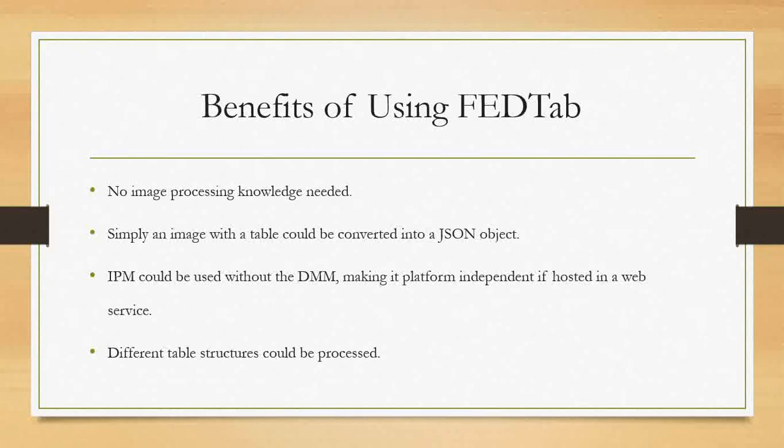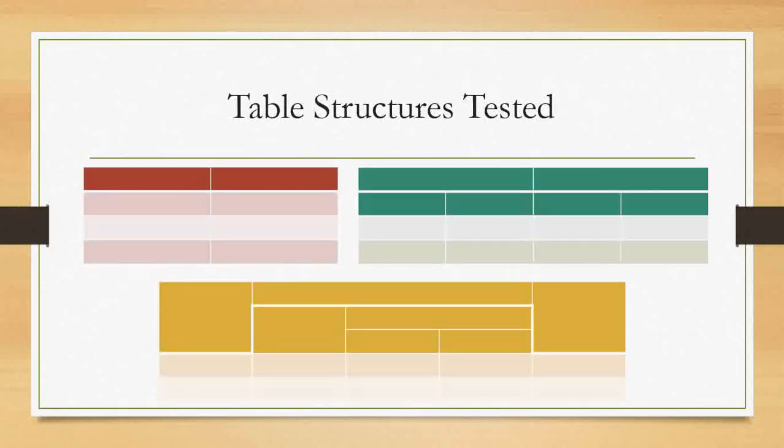Another main benefit is that different table structures could be processed using the image processing module. These are some of the table structures which have been tested, and you can see there are various heading and subheading types in the table structures. For all of these structures, the image processing module was able to identify the table structure, and the data manipulation module was able to recreate the table structure as it is in the original image.